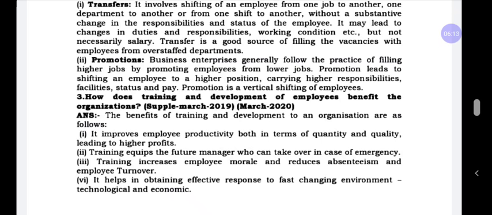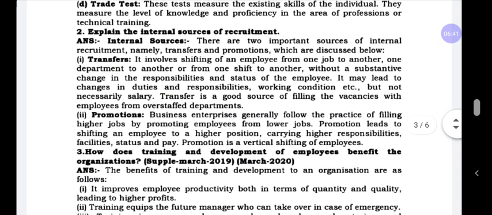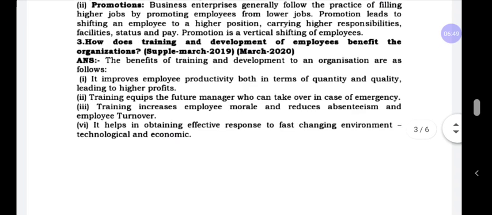Suppose a person is working in a Bangalore branch as an accounts officer. He is going to get the promotion to general manager. After becoming a general manager, there is an increase in the post or position, the salary may increase, responsibility may increase, and also status may increase. This is called promotion. The major internal sources of recruitment are two: one is transfer, another one is promotion.